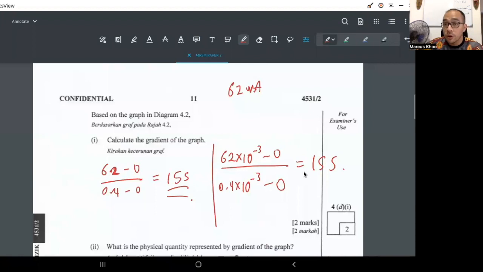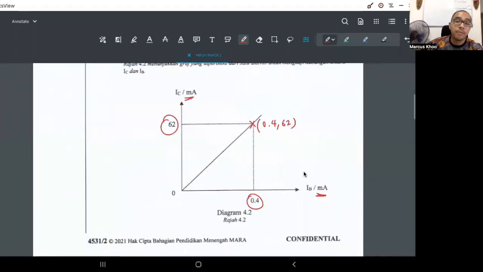I just want to caution you that sometimes the graph can be in microampere, which is times 10 to the power of negative 6. So if one is in microampere and the other one is in milliampere, then you definitely have to change it to a common unit. The good thing about this question is that both use milliampere, so you have nothing to worry about. Just use 62 divided by 0.4.